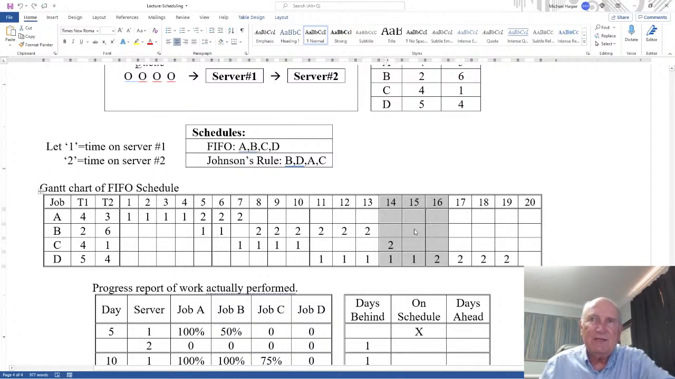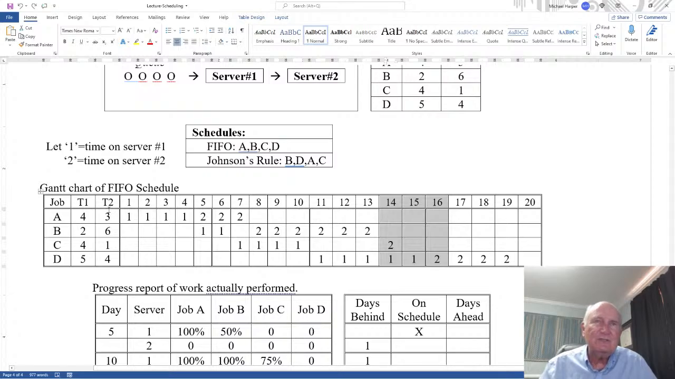But look at day 15. Only 1 is being processed, 2 is idle. It's not doing anything. Day 16, 2 is busy and 1 is idle. So in your Gantt chart, you can also measure the idle time of the servers. And the Gantt chart will show that to you.